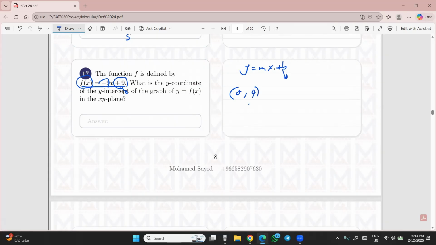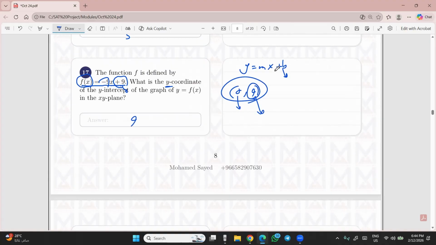But the question, we cannot write this. The question says, what is the y-coordinate of the y-intercept? Y-coordinate, I mean this number only. This is the x-coordinate, and this is the y-coordinate of the y-intercept. So the answer is 9.